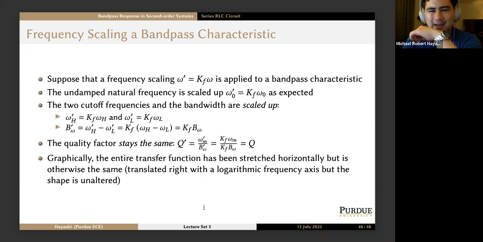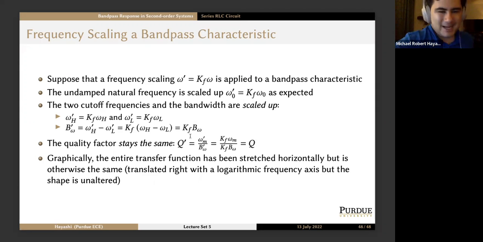But how does a frequency scaling affect everything? If we want a new frequency, omega prime equals kf times omega. So the undamped natural frequency is scaled up, as you would expect. The two cutoff frequencies and the bandwidth are scaled up. So omega H prime is equal to kf omega H, omega L prime is equal to kf omega L. Then your new bandwidth is the difference of your new cutoff frequencies, which is kf times the difference of your old half power frequencies, just factoring the kf out of both of them. So your bandwidth goes up by a factor of kf.